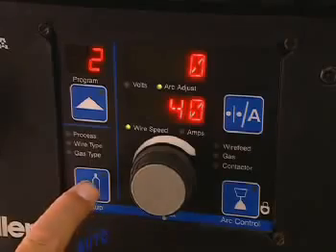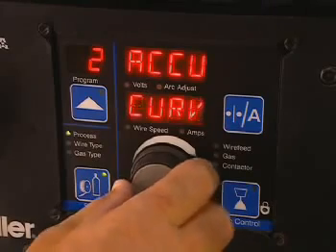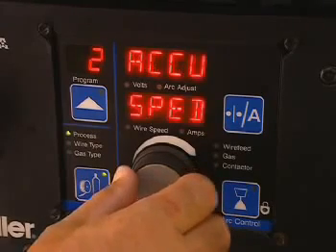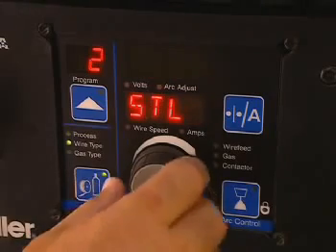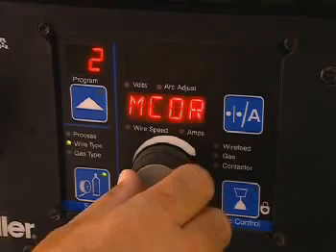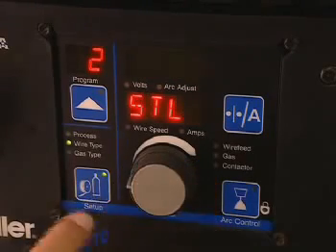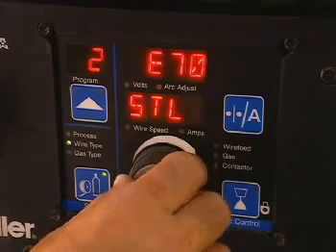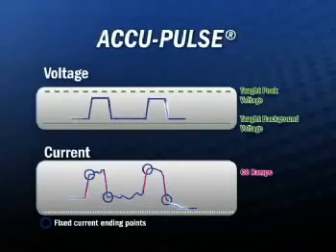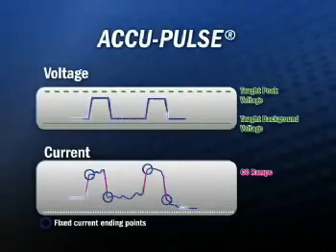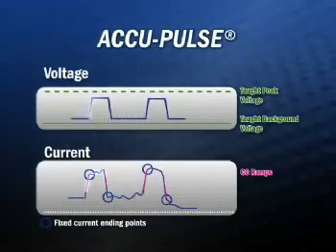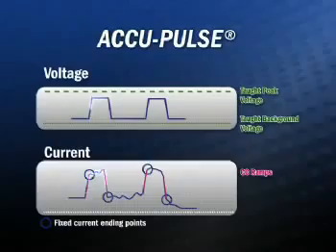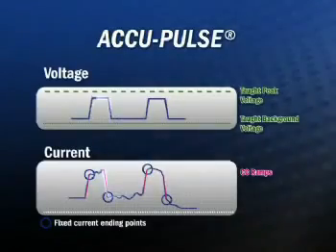The AccuPulse program works by specifying key variables for the application at hand. The welding power source then chooses from a vast library of data and selects the optimum pulsing parameters for the selected variables. AccuPulse samples the arc voltage 10,000 times per second during the peak and background time, allowing it to adapt hundreds of times faster than other systems.